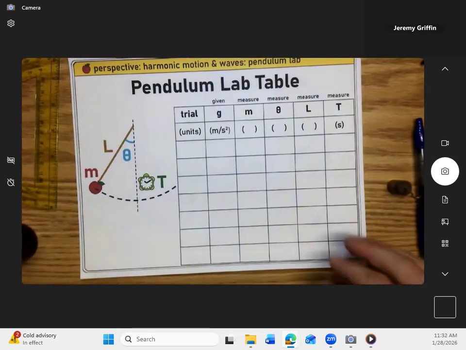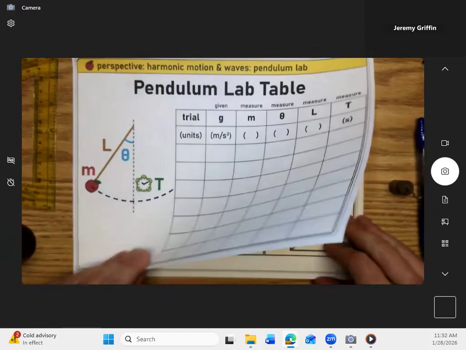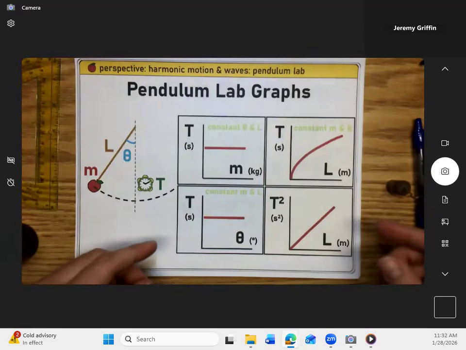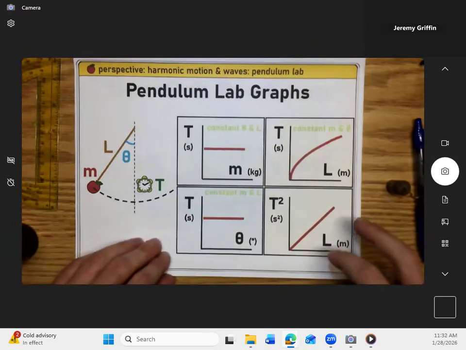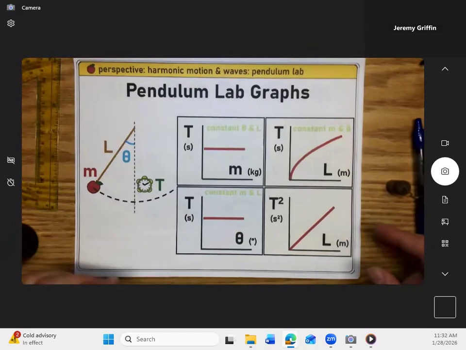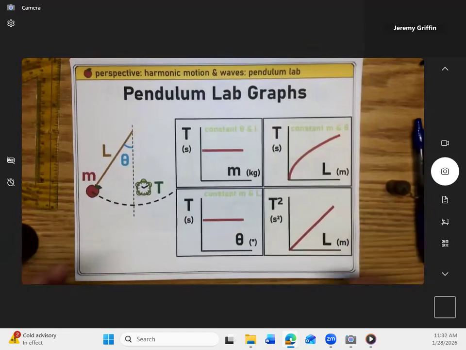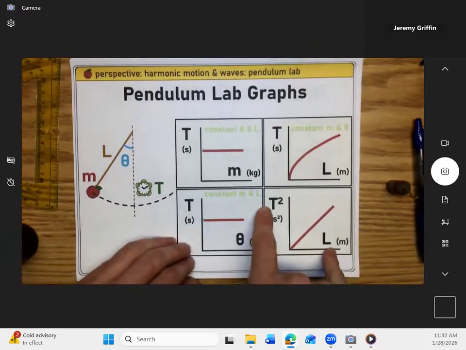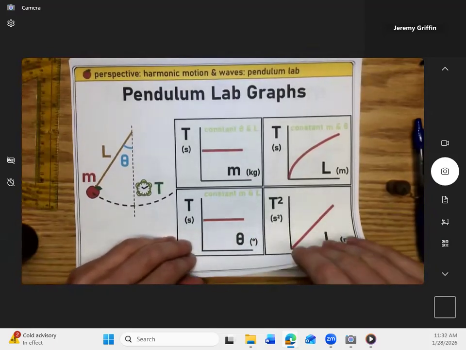All right, what else would you do with this? Here's pretty close to the lab table you had. We created all these graphs, to know all these graph relationships. Now, AP really likes linearization, especially on the free response question with some kind of experimental design. You have to linearize a graph with some variables. This is time squared versus length. That's one way to linearize it. There's other ways too.